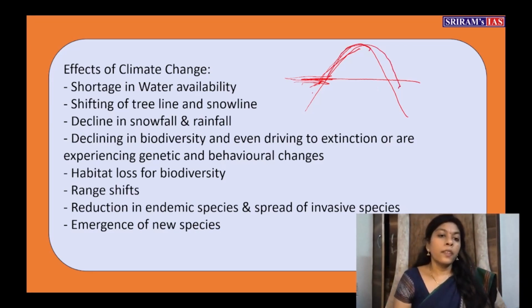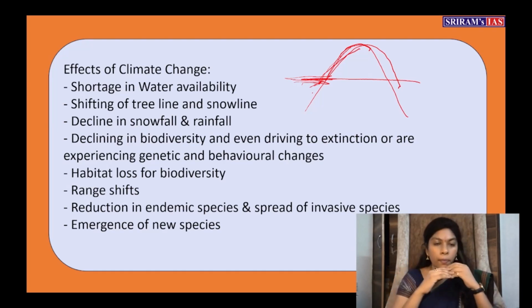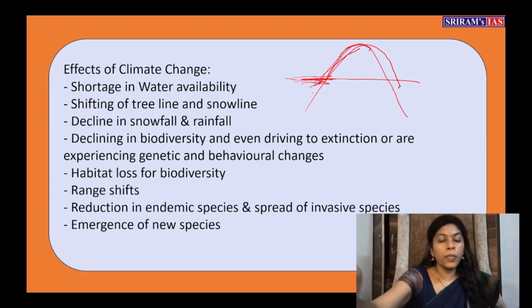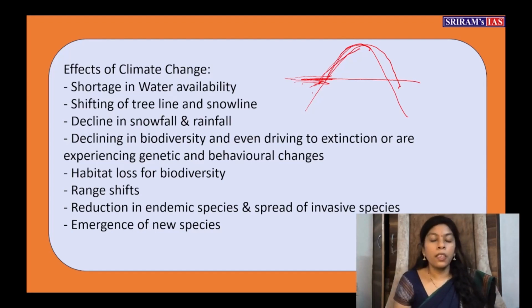Now what happens? This tree line keeps on advancing. That means the snow line keeps on retreating, moving back, going towards the peak. And what happens? We will lose the snow completely. We'll lose the glaciers. We'll lose the sheets.